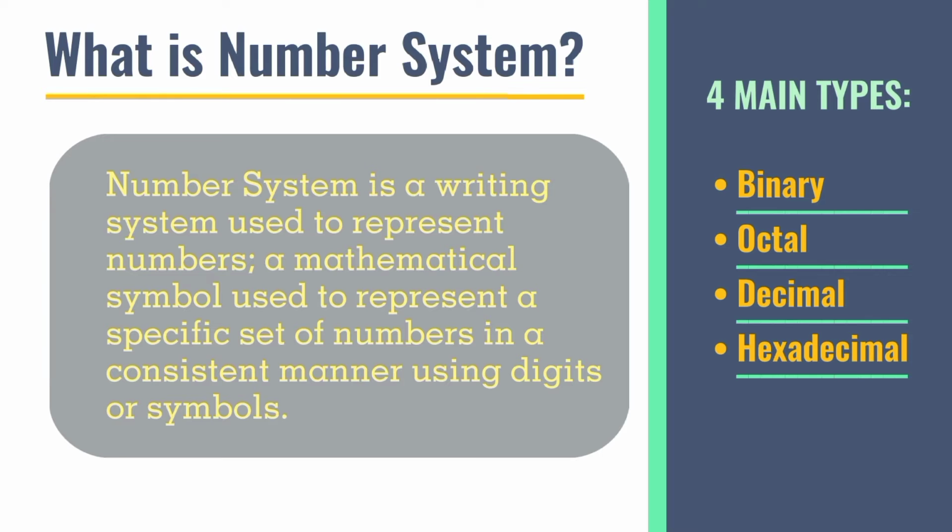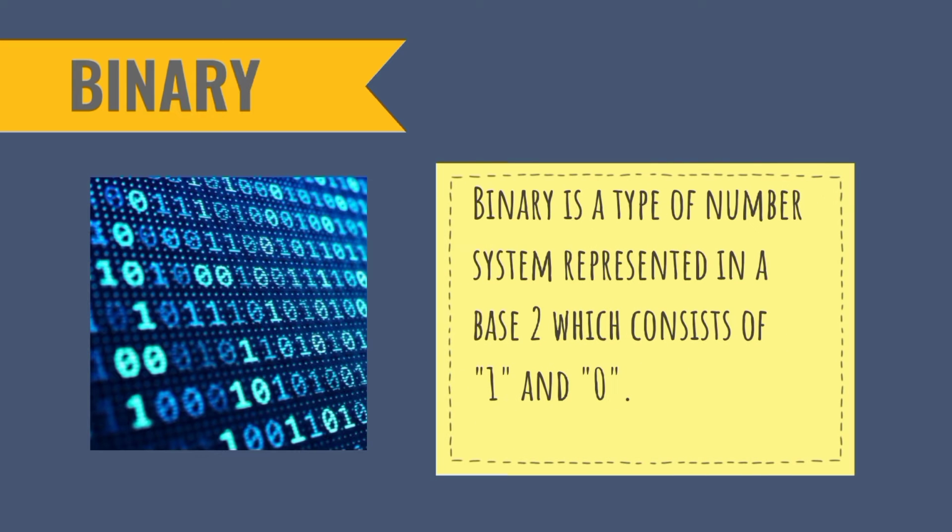So what are these and how do we convert all of these to each other? Let's find out. Our starting point will be binary. Binary is a type of numeral system represented in base 2, which consists of 1 and 0. For example, 11011101. This set of numbers is a form of binary numeral system.